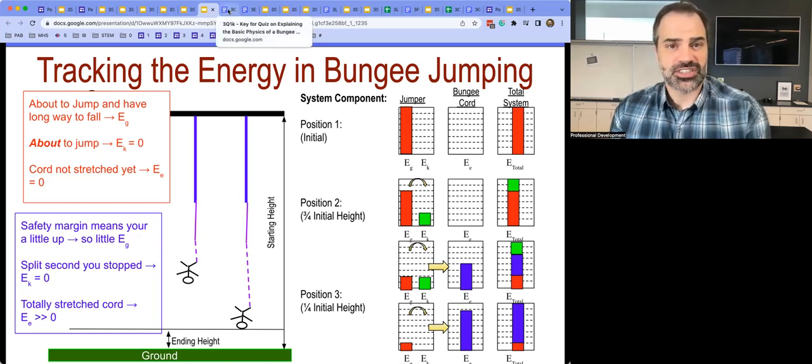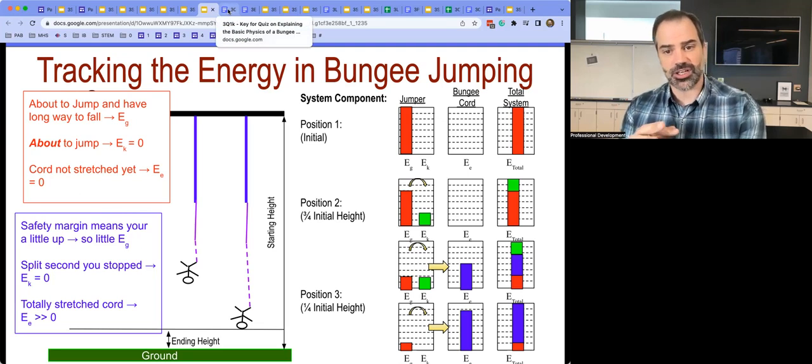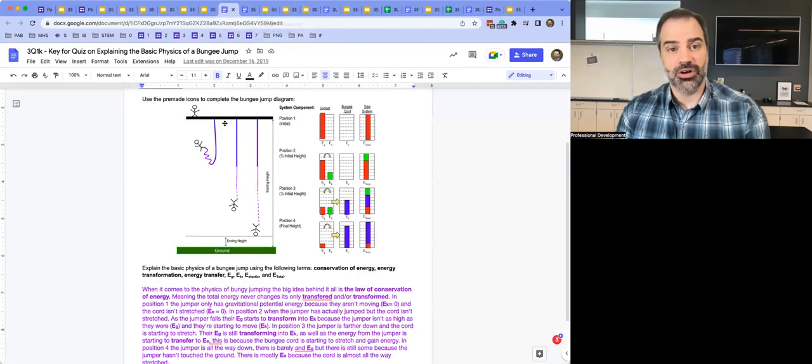And of course, the NGSS in one sentence is use the big ideas of science to explain phenomena and solve problems. Here we're using it to explain phenomena. So they explain the basic physics of a bungee jump. So you can see they use the tools of science to explain science.